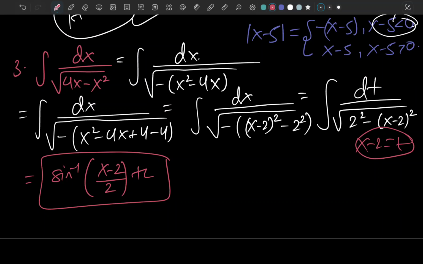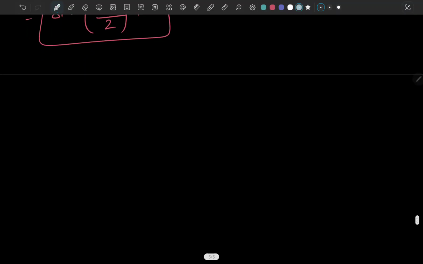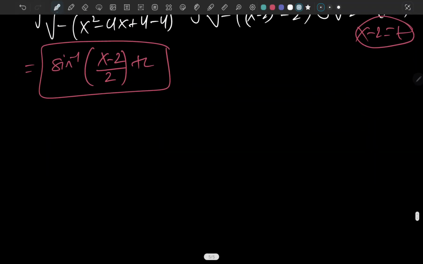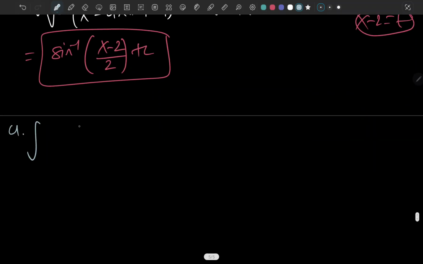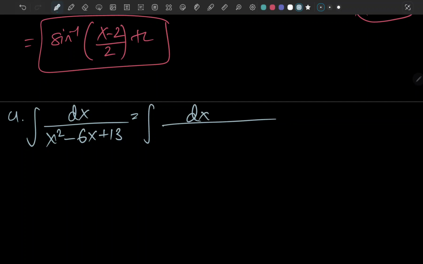Okay, now we are heading towards another integral. Again, I'm going to test you. This is the fourth integral, dx over x squared minus 6x plus 13. How are we going to proceed with this integral? Again, we have to think of something that makes it a perfect square, and we have a lot of properties or formulas for perfect squares in the denominator of an integral.